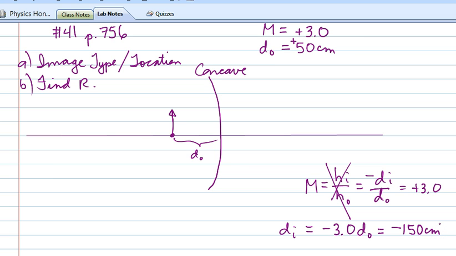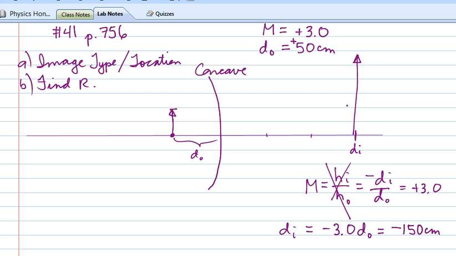So a negative image location means that it's behind the mirror, so I'm going to kind of mark off what looks like DI. Okay, and DI is going to be right here. Now, we also know that the magnification is 3. Okay, so if I say, for example, that the object has a height of almost 2 lines, then the image is going to have a height of pretty much 6. So that's a magnification of 3 times.